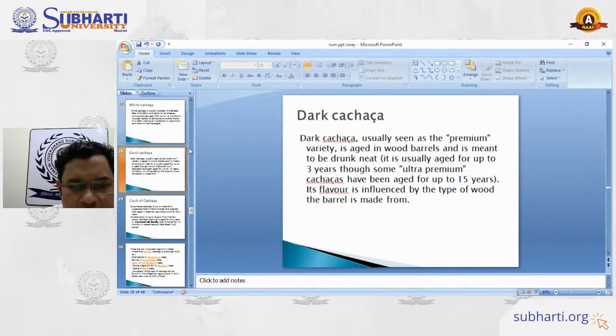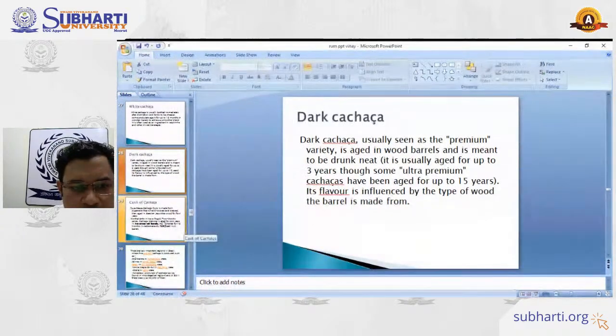Next is dark cachaça. It is usually a premium variety aged in wooden barrels and meant to be drunk neat. It is usually aged up to 3 years, though some ultra premium ones have been aged sometimes up to 15 years, with flavor influenced by the type of wood or barrel used. So what kind of wood or what kind of barrel do we use for the cachaça?